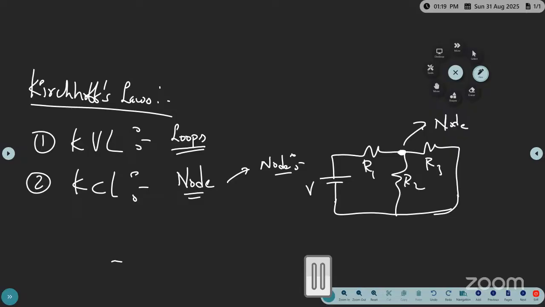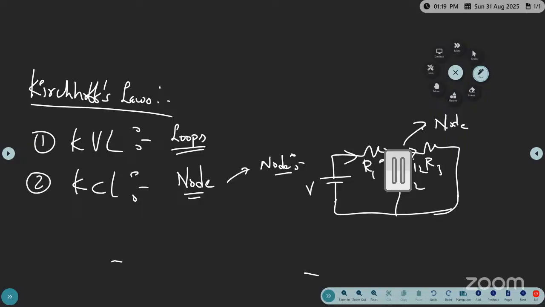Or the other definition is, at the node, the algebraic summation of currents entering towards the node is equal to the algebraic summation of the currents leaving from the node. Okay. So if we draw the direction of currents, it is I1, I2, I3.